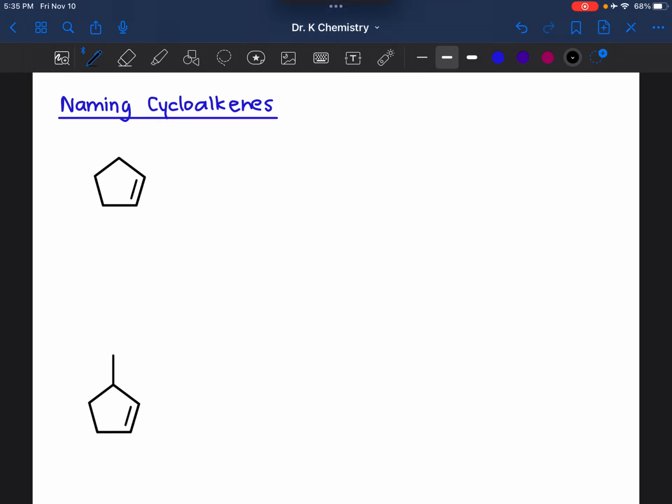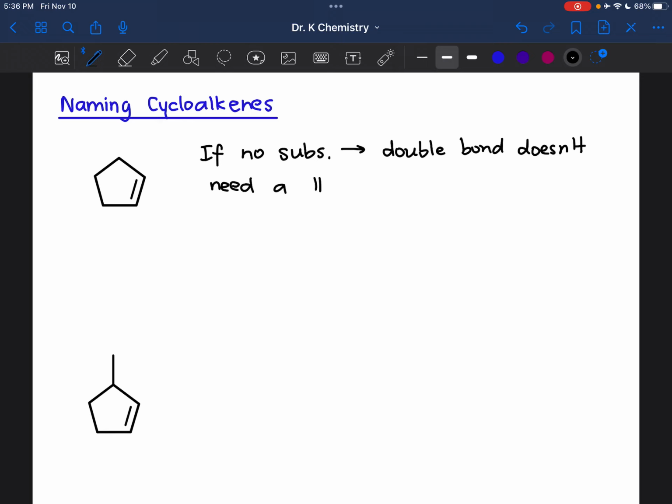In the first example, we see that there are no substituents on this particular molecule. And if there are no substituents, then the system will be basically the same as cycloalkanes with no substituents. And in this case, the double bond really doesn't need a number because there's nothing else to compare it to. So we know that we're always going to prioritize numbering the double bond. If there's nothing else there, then it's kind of redundant.